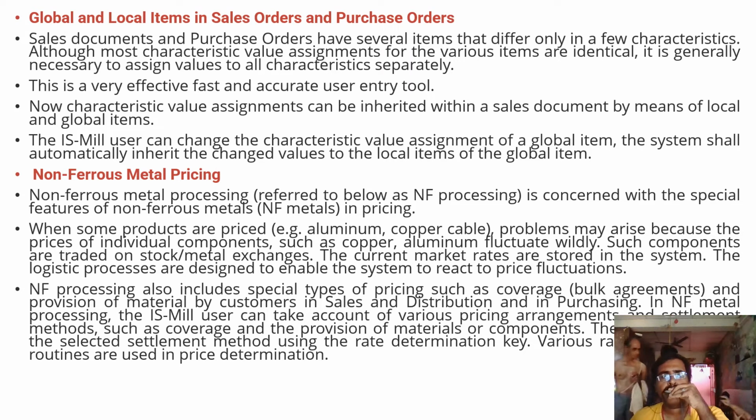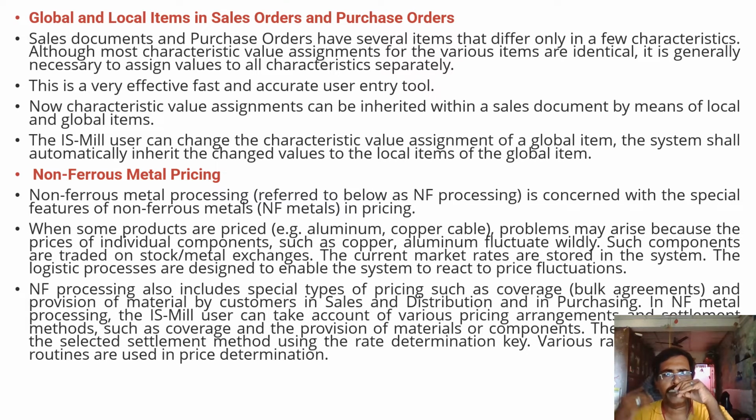Okay, when some products are priced, for example aluminum or copper cable, problems may arise because the prices of the individual components such as copper and aluminum fluctuate widely. Day to day it will vary. Such components are traded on the stock and metal exchanges, right? Organizations like the London Metal Exchange determine the price on a day-to-day basis. So based on that, the cost of copper cable, aluminum, gold, silver, platinum, everything, is determined.